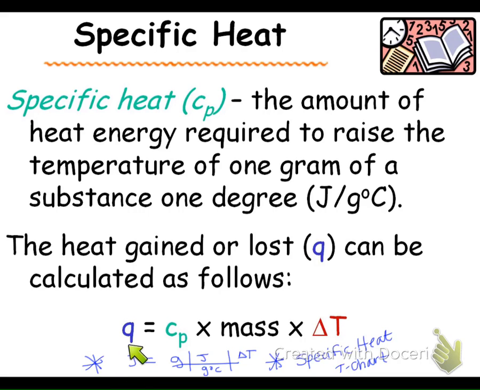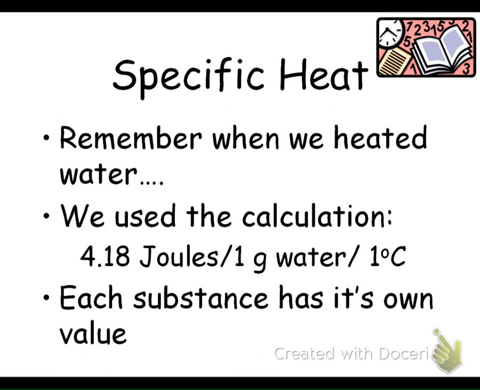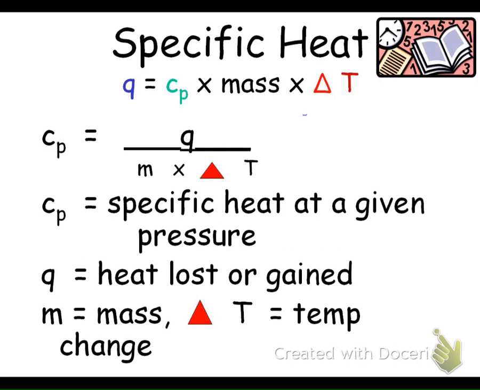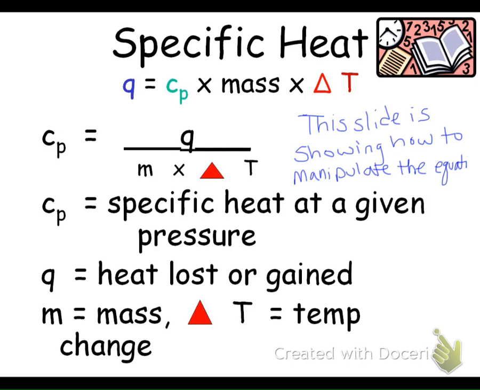Remember, this is our energy, which is measured in joules. We'll take the mass of the substance, and then there's your delta, and we'll take the delta T of the substance. So when we heated water, we used 4.184 joules per gram degree Celsius, and as you remember from first semester in the lab practical, each substance has its own value. Here's just a slide that shows you algebraically how to split up the specific heat equation to solve for the different variables. So you don't necessarily need to memorize this slide, it's just showing you exactly how we can solve for each of those different things.